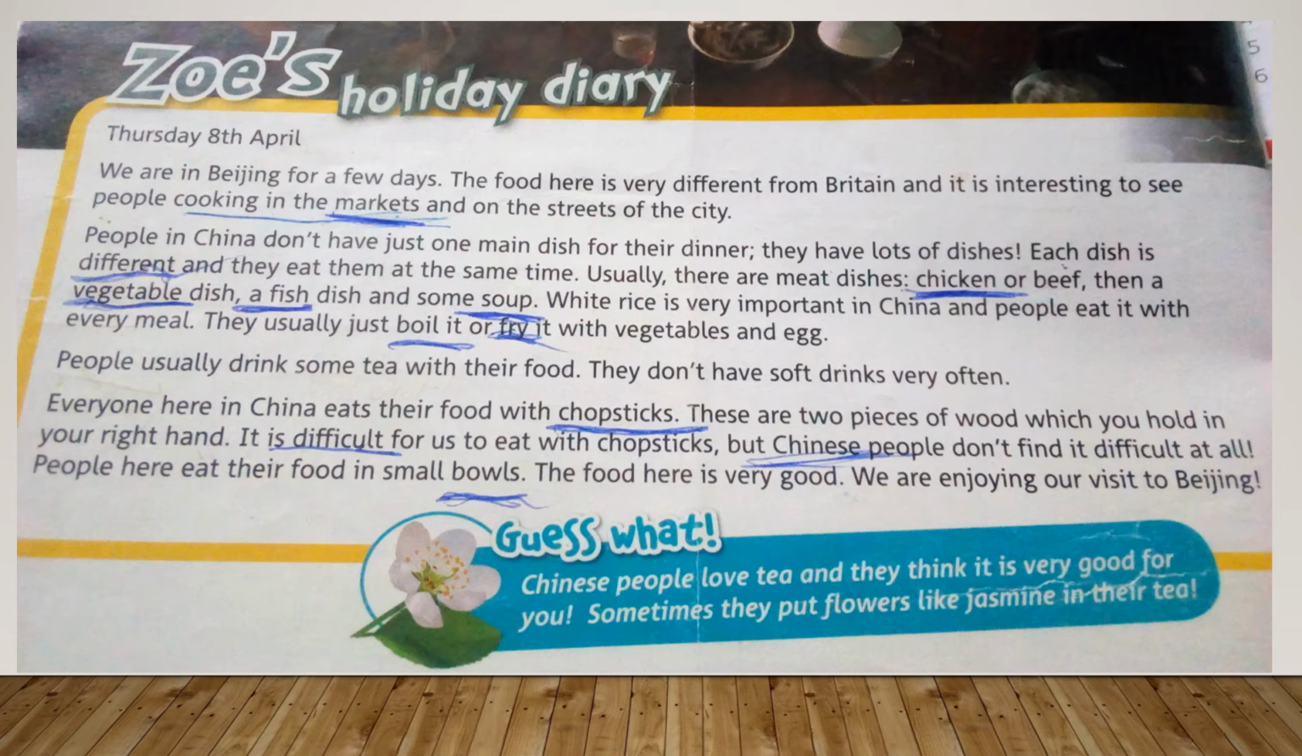Zoe's holiday diary. Zoe started by writing the date, Thursday, 8th April. We are in Beijing for a few days, and we said Beijing is the capital city of China. The food here is very different from Britain, and it's interesting to see people cooking in the markets and on the streets of the city.